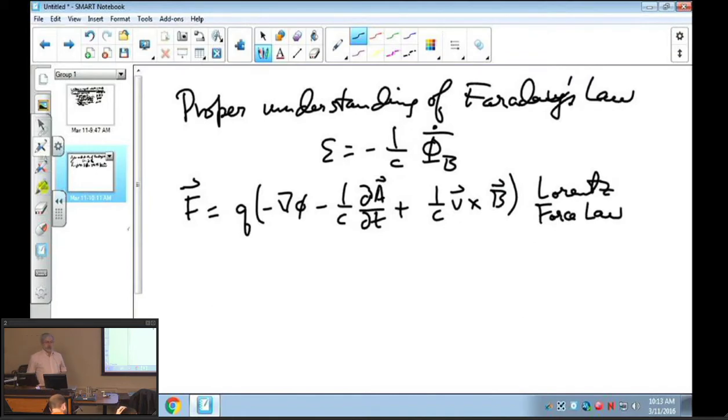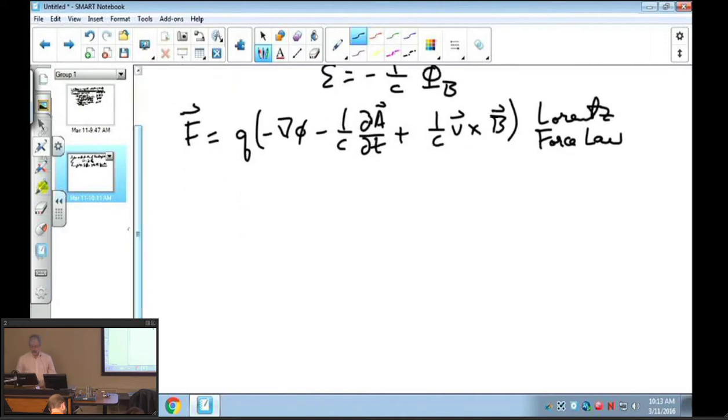Dr. Rizzi shows in the book how you can obtain Faraday's law from the Lorentz force law in various different situations. And I wanted to go over the three different cases that we considered here so you can see the relationship between them.